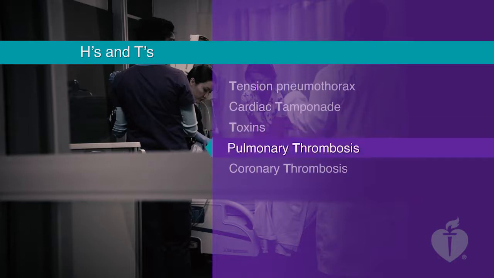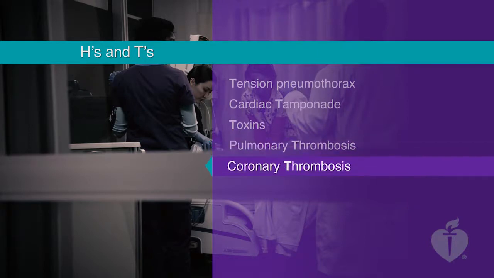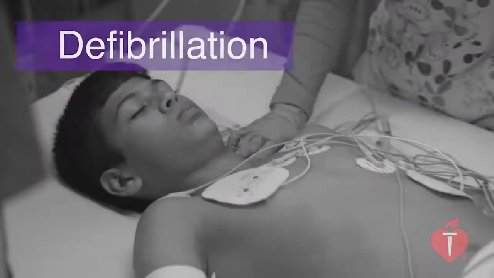A pulmonary thrombosis, or pulmonary embolism, is a blood clot from a large vein that breaks off and travels to the pulmonary artery where it becomes lodged. A coronary thrombosis is a blood clot that forms within a blood vessel of the coronary system.